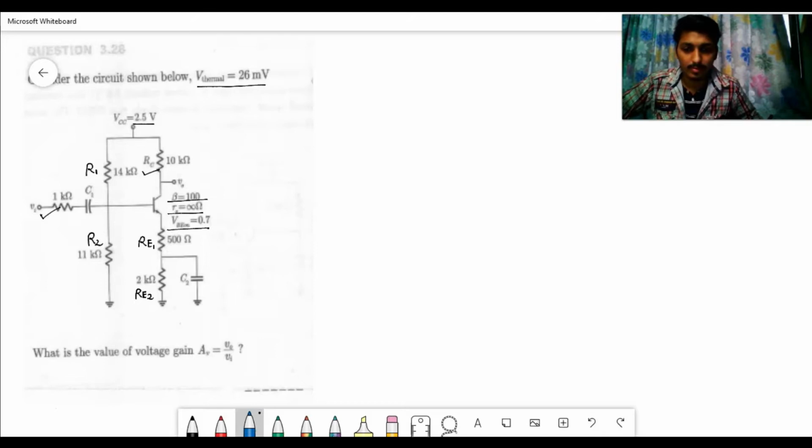Okay, so first we will do the DC analysis and check whether this particular circuit is in the active region or in the saturation region. Most of the transistors, if we find them in voltage gain, are only in the active region.